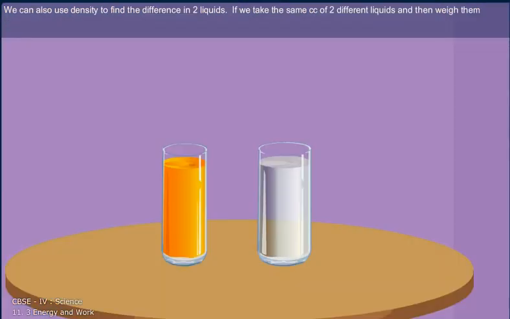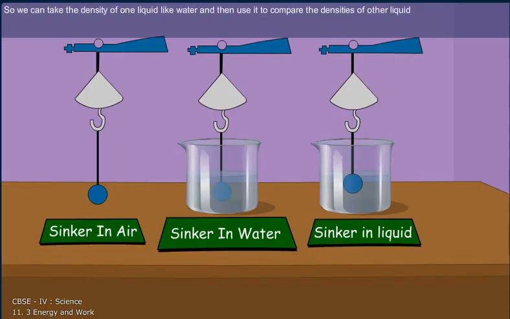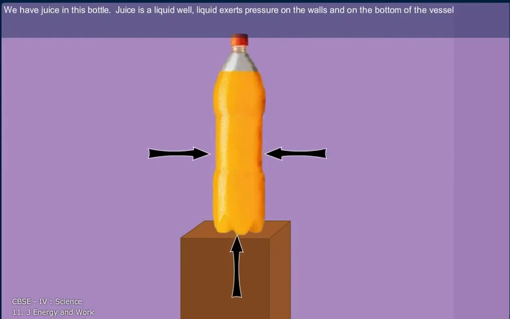We can also use density to find the difference in two liquids. If we take the same cc of two different liquids and then weigh them, we can find that their weights are different. So, we can take the density of one liquid like water and then use it to compare the densities of other liquid. I have juice in this bottle.